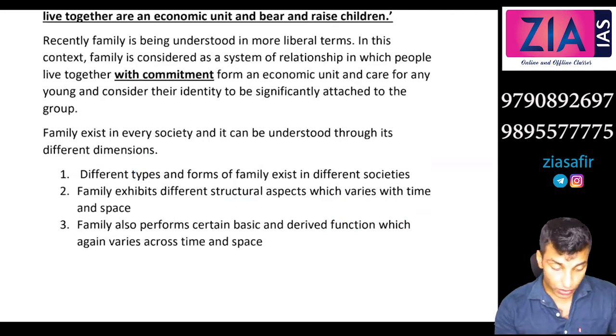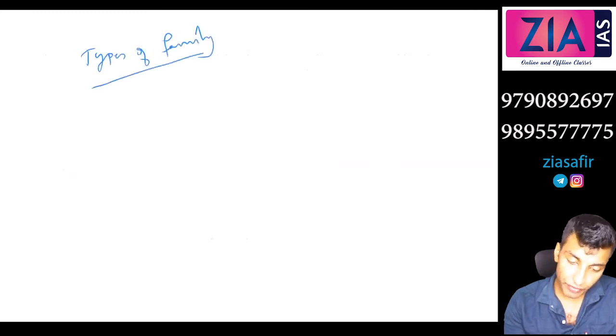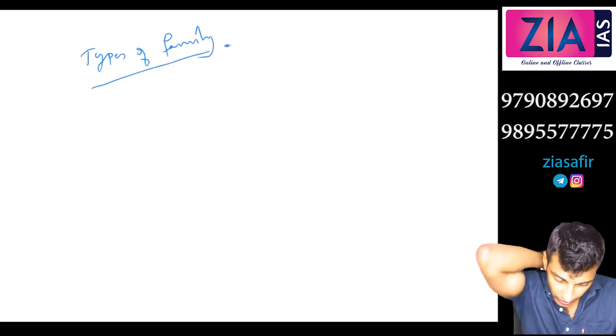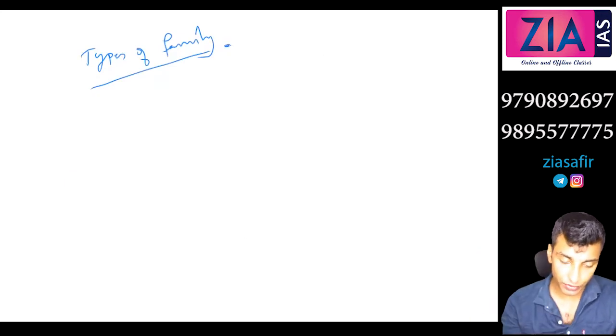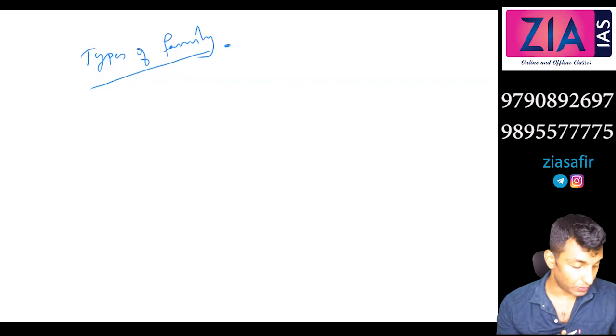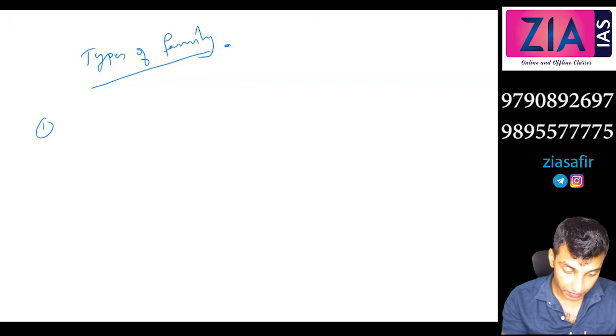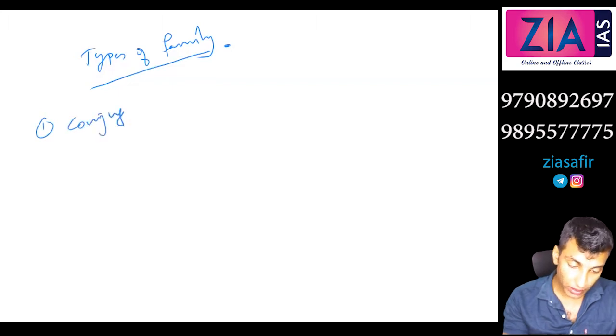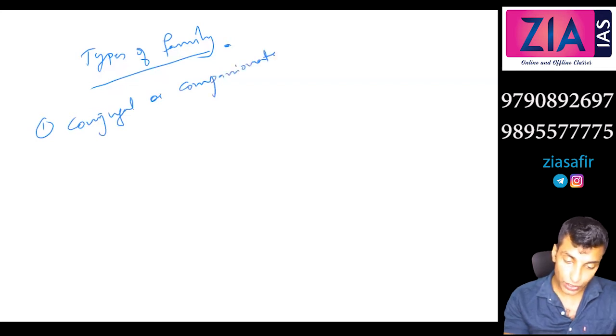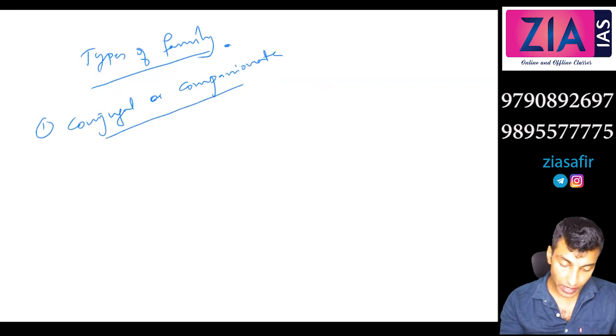So we will quickly discuss about the types of family. Everything may not be there in the PDF, so when I discuss about this session, you have to take down some lecture notes, whatever in between whatever I'm saying, you may be taking it down. First one, conjugal or companionate.